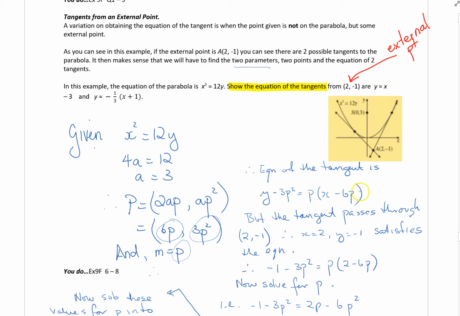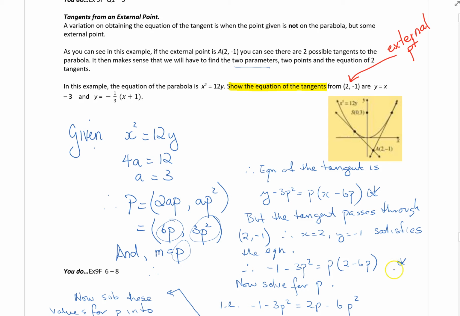Now, that's the equation of the tangent. But this tangent, we know, passes through the point 2, minus 1. They told us that. So x is 2 and y is minus 1 has to satisfy this equation. So I'm going to put my x and y in there, which will nicely create an equation just in p. I've put y as minus 1 in that spot, and there it is: minus 1 minus 3p squared equals p times 2 minus 6p. Here is what I really wanted, an equation in p, that is the parameter.